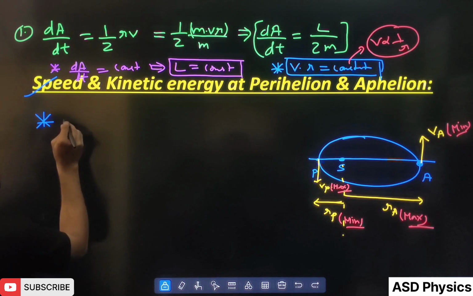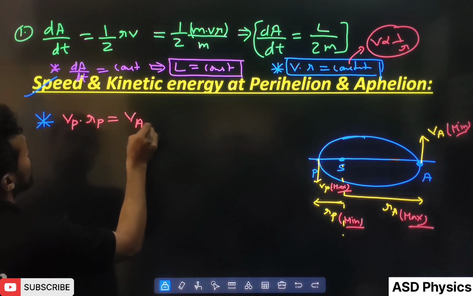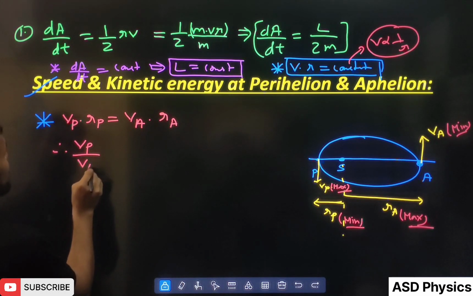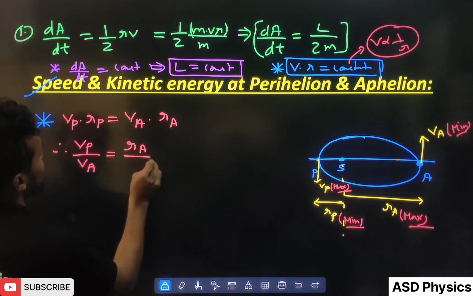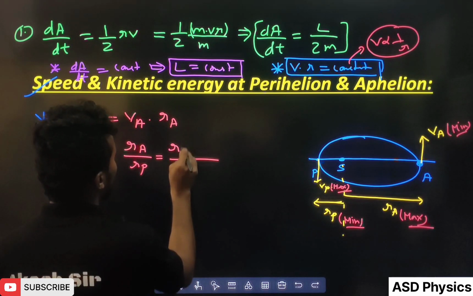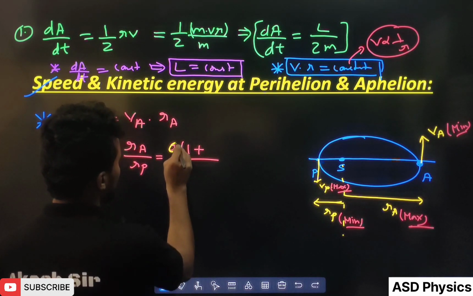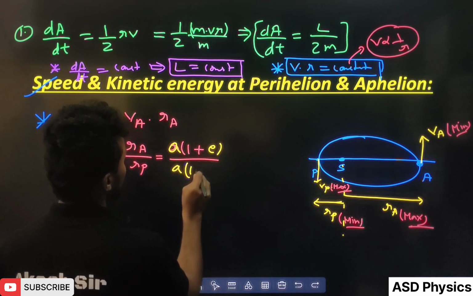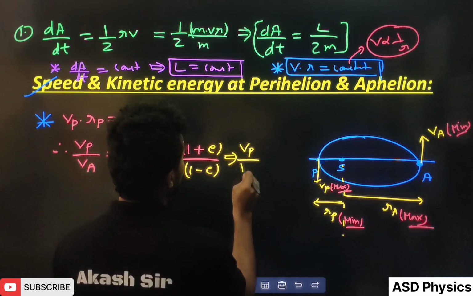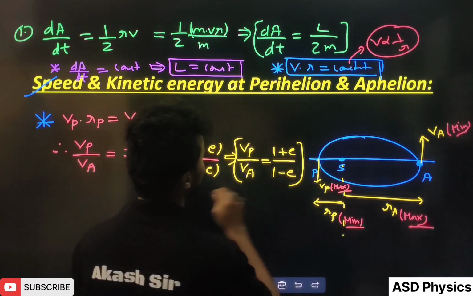Okay. So we can tell very well, VP into RP is equal to VA into RA. That means VP by VA is equal to RA by RP. Go back in the video, you can see what RA I have taught you: A into 1 plus E, and RP is A into 1 minus E. So A and A will cancel. So students, this VP by VA will be 1 plus E by 1 minus E. Remember that, directly they will ask in the exam.